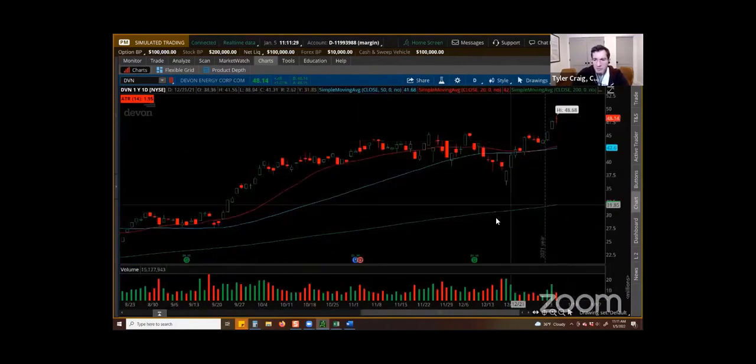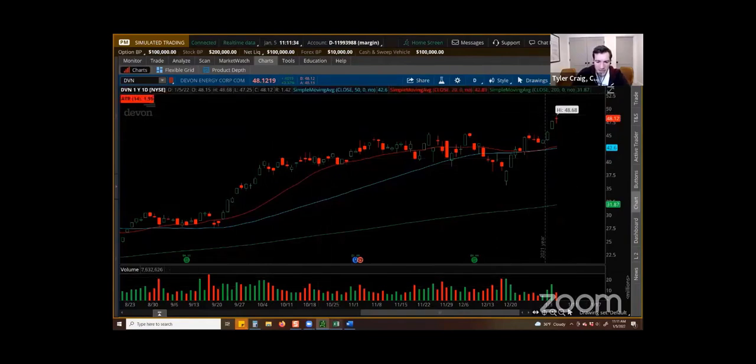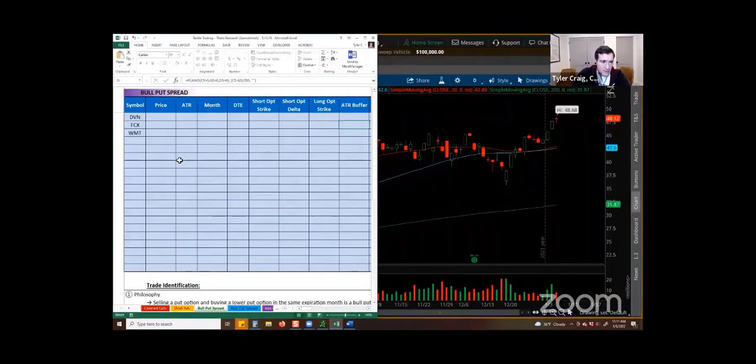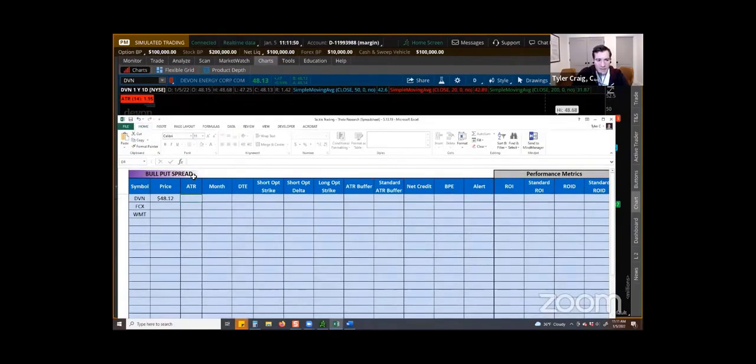DVN obviously benefiting from the strength in energy. This is a $48.12 stock. So let me actually do this. So I've got $48.12. The ATR, this is an indicator you can add. It tells you how much the stock moves per day on average. So DVN moving about $1.95 a day.